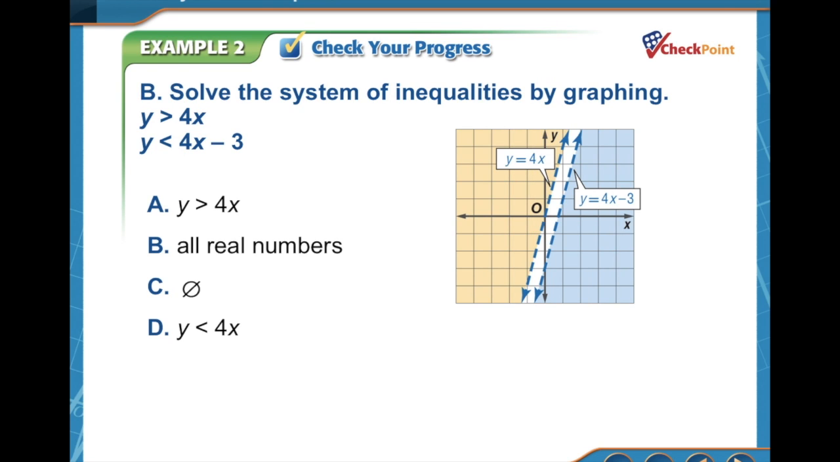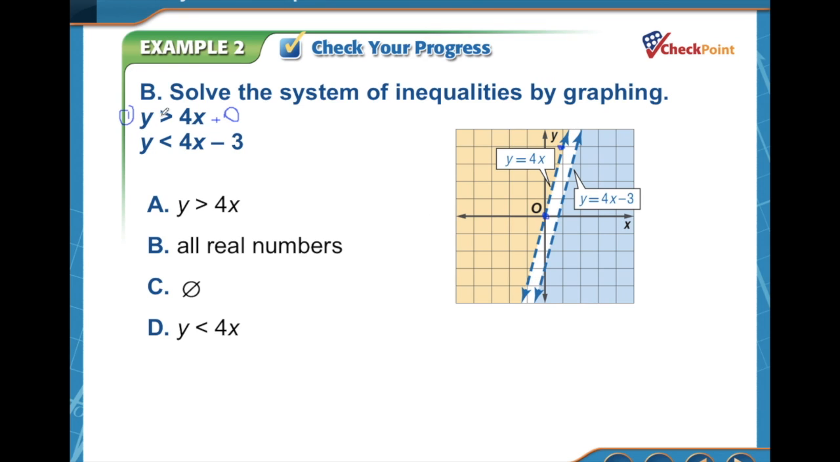Great. So for 2B, if we were to solve this inequality by graphing, what is our solution? So first, as we're looking at this problem, let's double check how we got these lines. So we see greater than 4x. We can imagine that there's a plus 0 here. So our y-intercept for this first line is 0. So it's going to cross right at the origin. It has a slope of 4, so you can go up 4, 1, 2, 3, 4, and over 1.